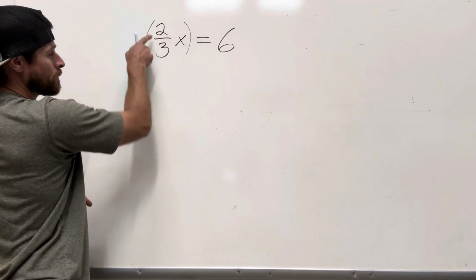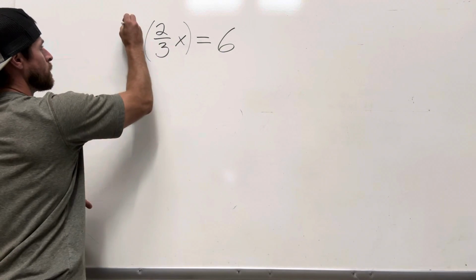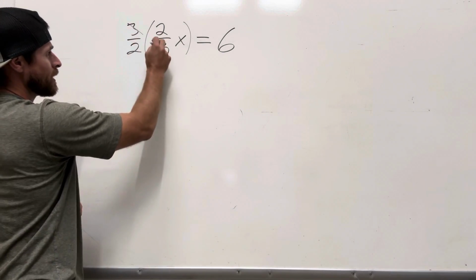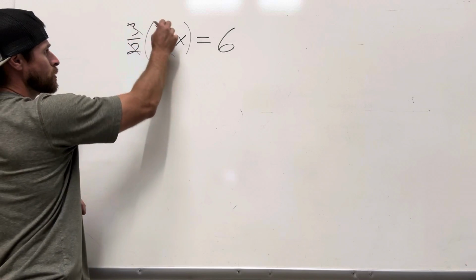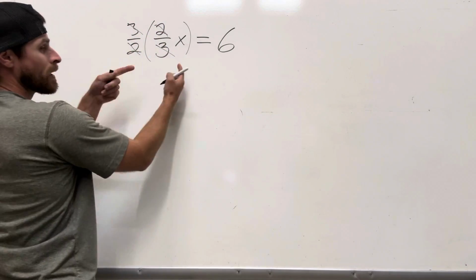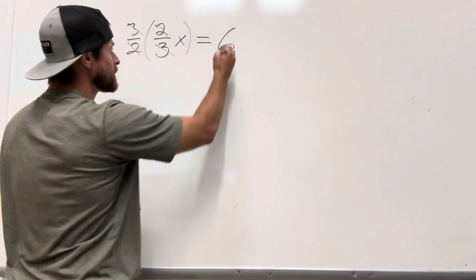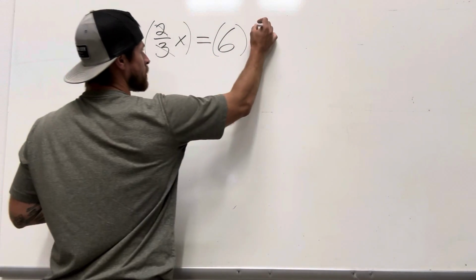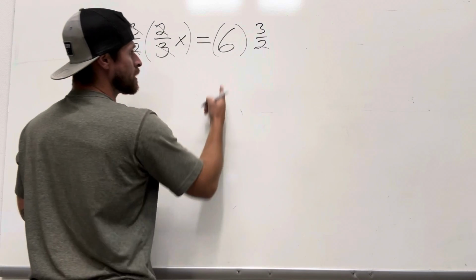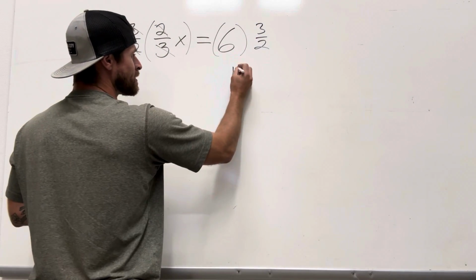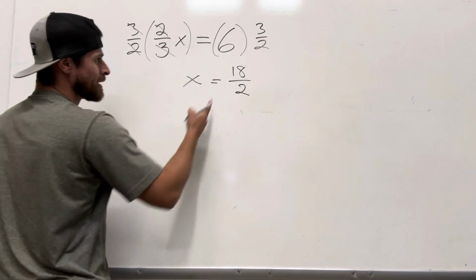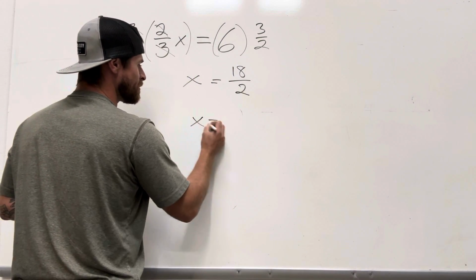So the coefficient in this case is 2/3. We're just gonna multiply by its reciprocal, which is 3/2. That 3 now cancels that 3 out. This 2 and this 2 would cancel one another. Whatever we do on the left side, we gotta do it on the right side as well. So we're gonna be multiplying 6 times 3/2. So 3/2 gets written over here. 6 times 3 is 18. So this is gonna give us 18/2. And that is the value of x. 18/2 reduces down to 9.